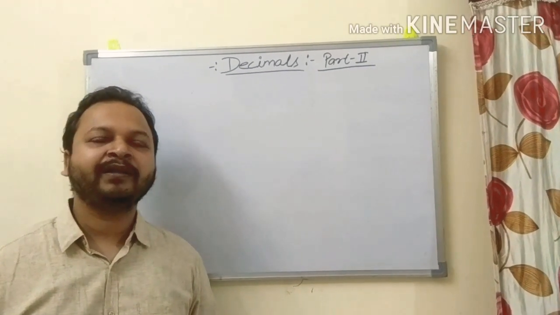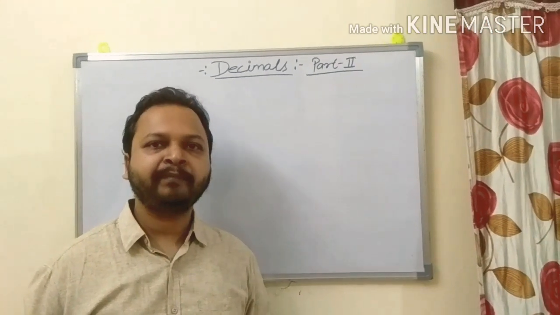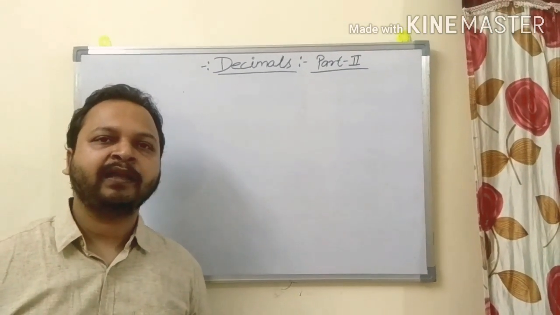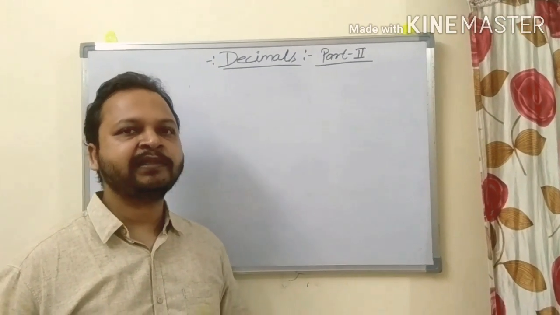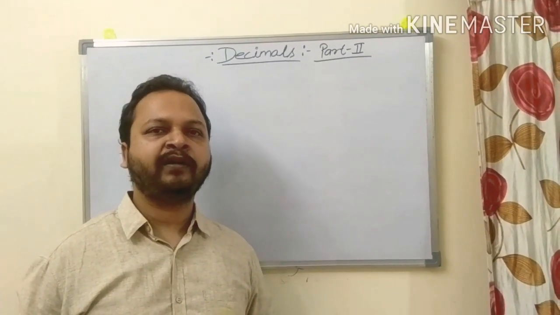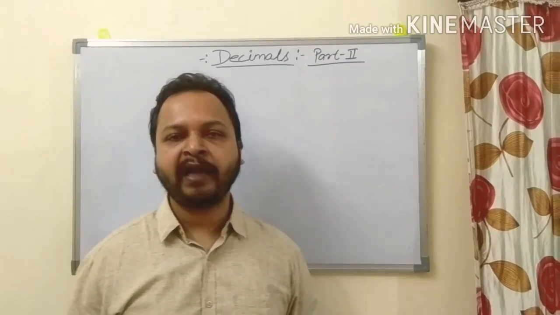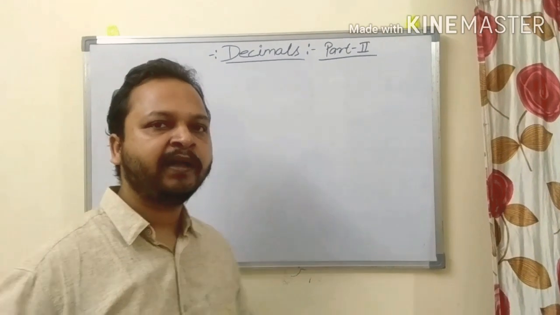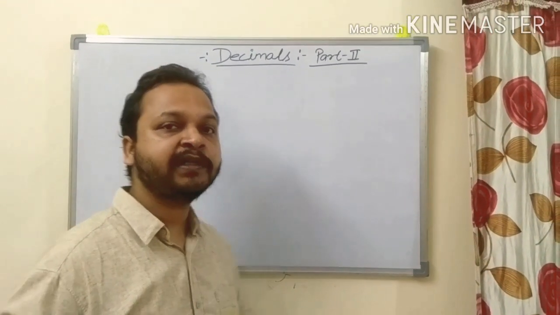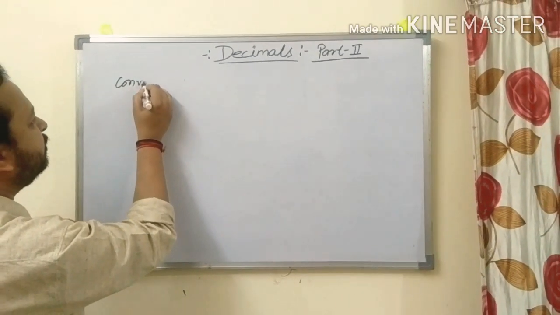Good morning, students. So in the first part of decimals, we have covered the basics of decimals, the like and unlike decimals, decimal places, and how we draw a place value chart for the decimal. And also we have discussed the comparing of decimals. In this part, we'll start with the conversion of decimals. So, conversion.